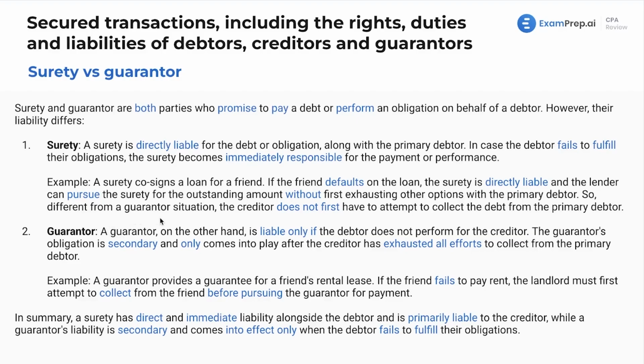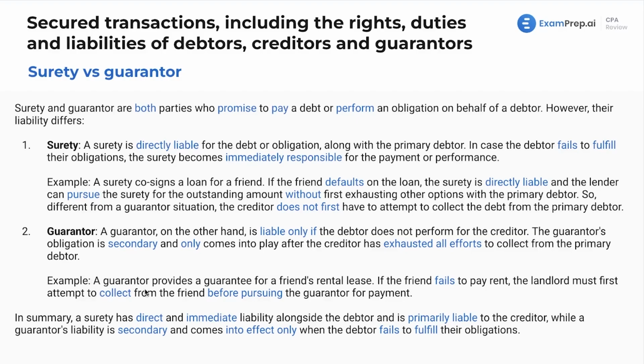So different from a guarantor situation, the creditor does not first have to attempt to collect the debt from the primary debtor. Now, for a guarantor, on the other hand, they're only liable if the debtor does not perform for the creditor. The guarantor's obligation is secondary and only comes into play after the creditor has exhausted all efforts to collect from the primary debtor. And we're going to talk about what the creditor actually needs to do. We'll talk about best practices for actually collecting from a debtor. We're going to talk about how you can't knock on someone's door at midnight and harass them for money. Right? That's pretty rude and illegal.